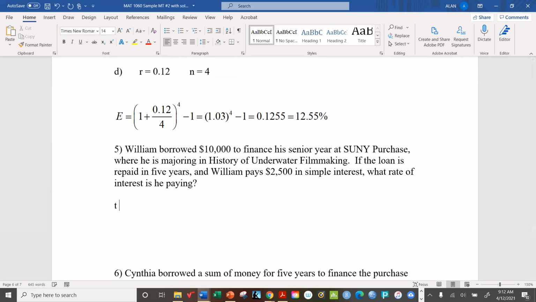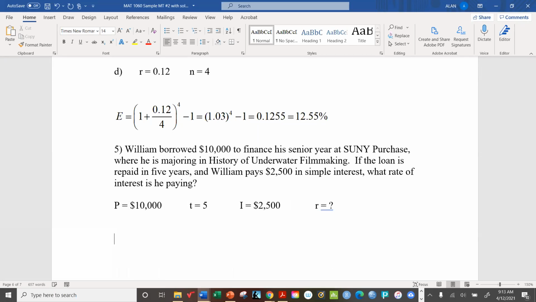If the loan is repaid in 5 years, oh, I almost forgot. Let's start with the principal, 10,000. He's borrowing the money for 5 years. And we're being told that his simple interest on this loan is $2,500. Okay, this is the case where we're looking for the rate of interest. So because the entire problem is based on simple interest, we can figure out what rate he's paying by using this formula, which, if you recall, can be rearranged algebraically, and it becomes I over PT.